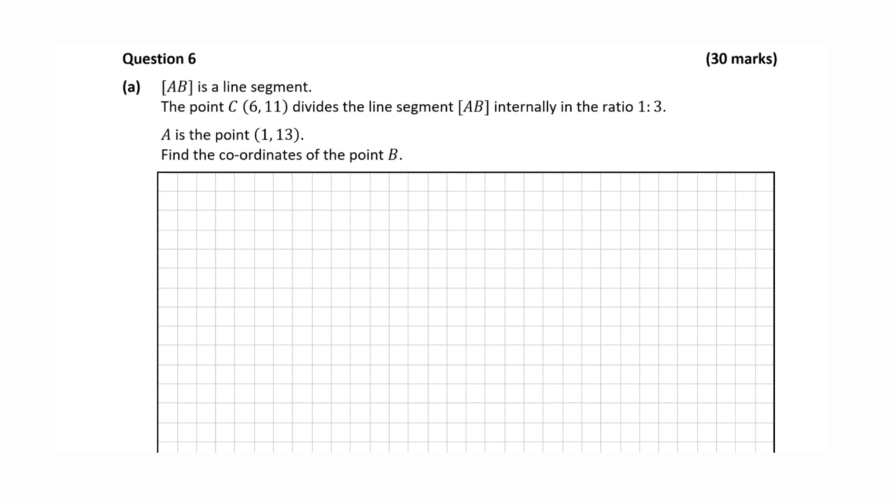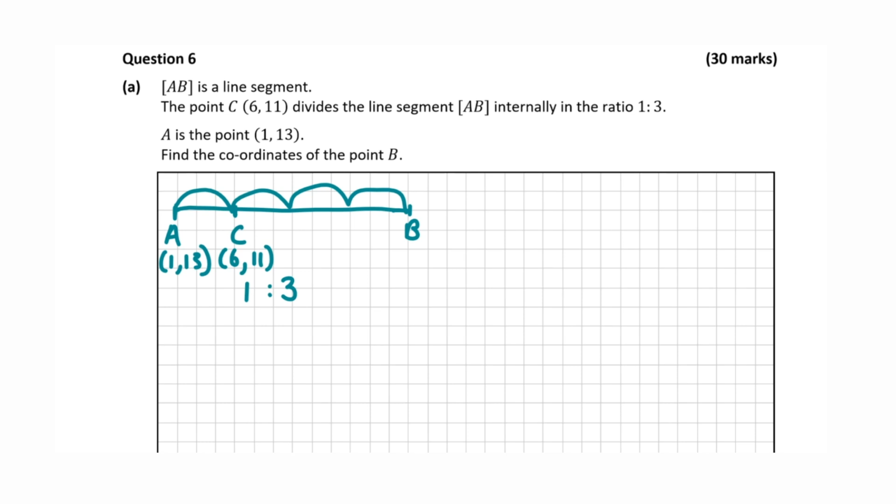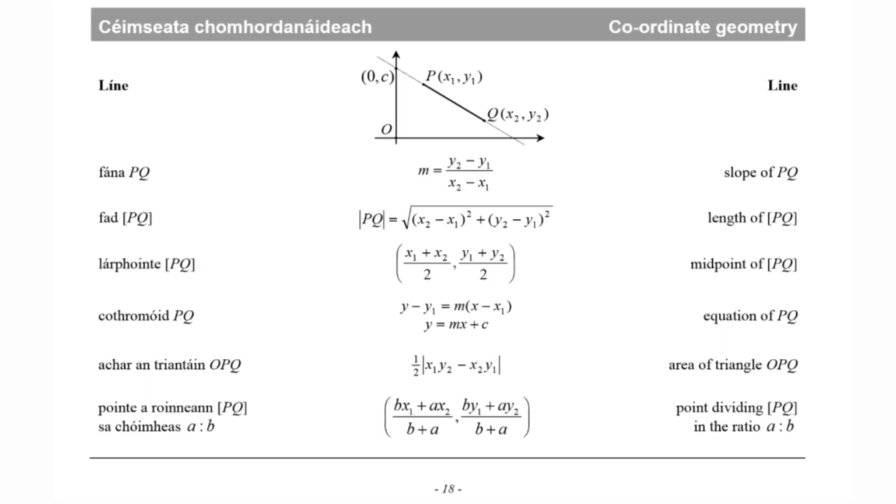So the first thing I'm going to do is draw a diagram to help us visualize the information they've given us in the question. This is what our diagram looks like. We have the line segment AB and our point C, and the ratio is 1:3. To find the coordinates of the point B, we need to use a formula that's located on page 18 of the formula and tables book. Here's page 18, and we're going to be using this formula located at the bottom of the page.